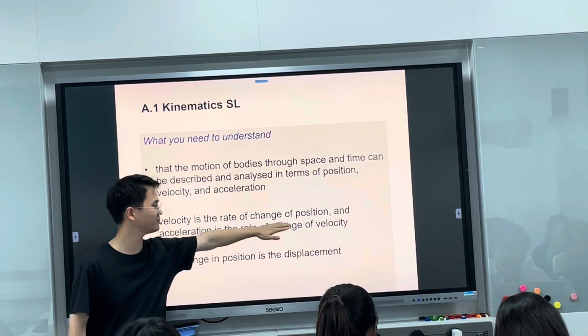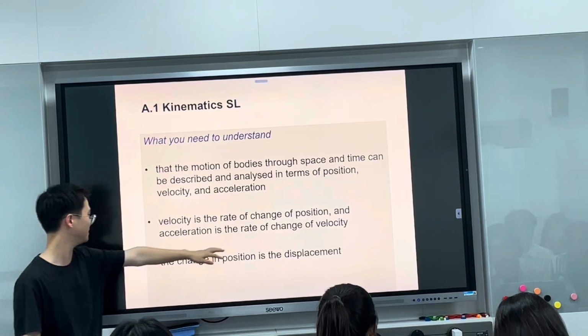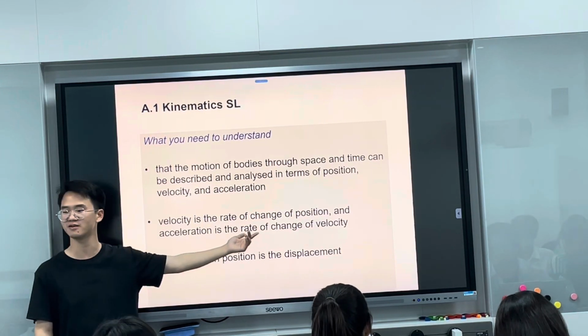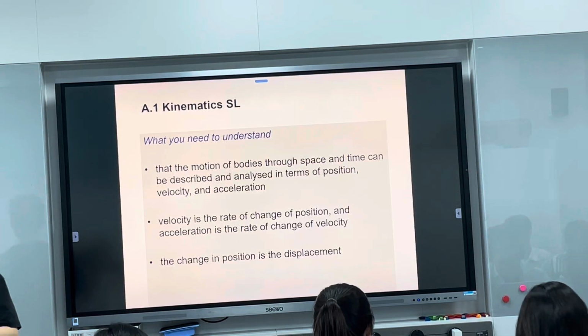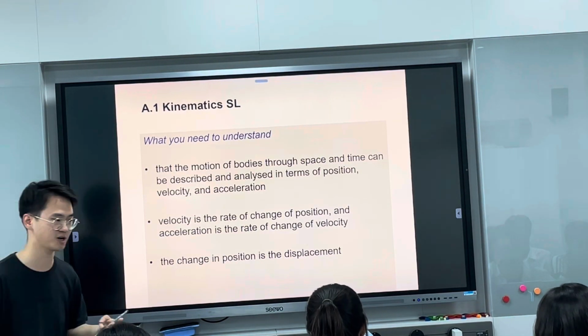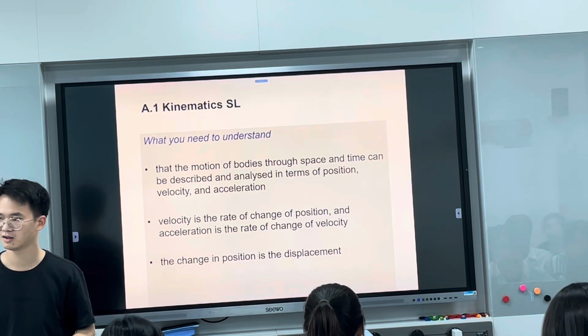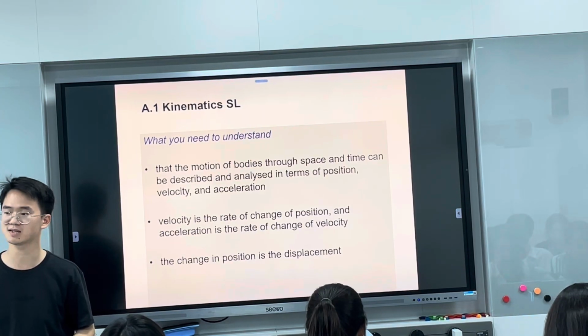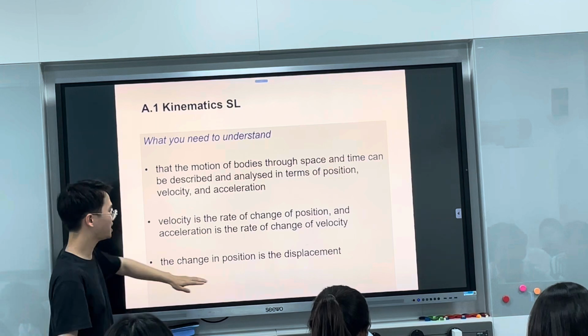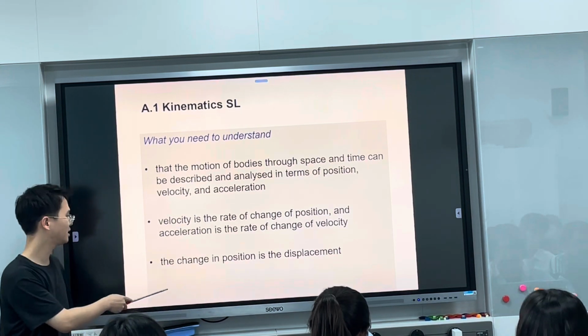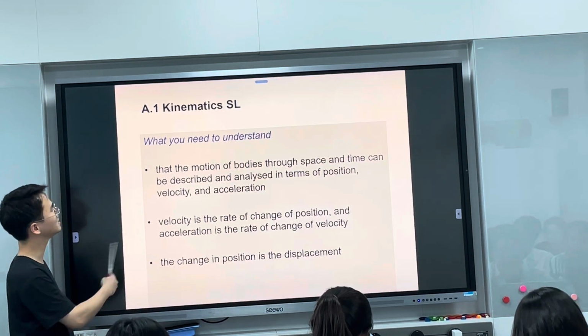Velocity is the rate of change of position or displacement. And acceleration is the rate of change of velocity. Okay? All of them, displacement, velocity, and acceleration, are vectors, which means they have direction. The change in position is what we call displacement.